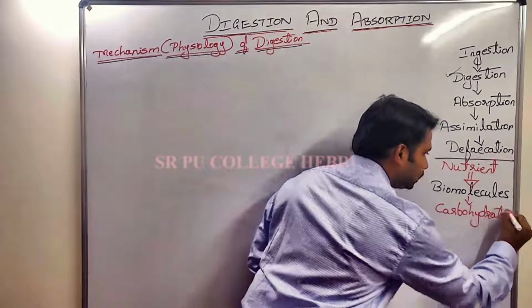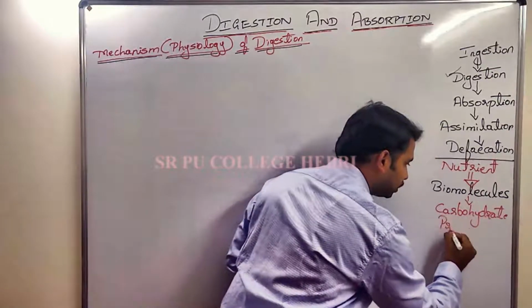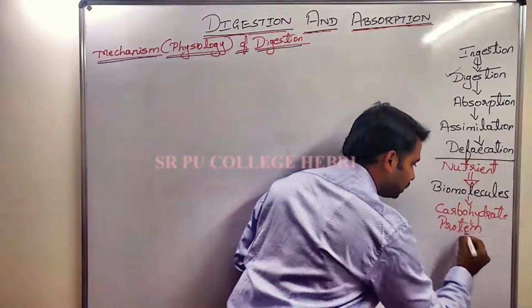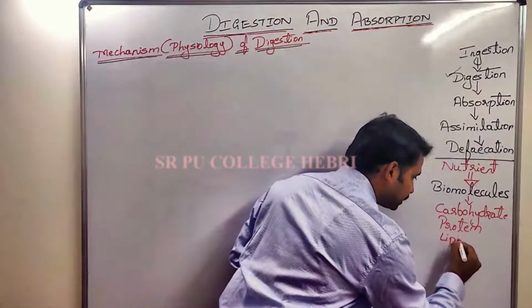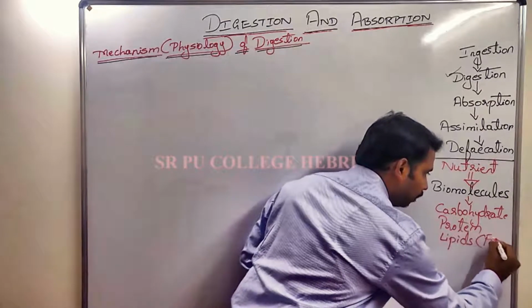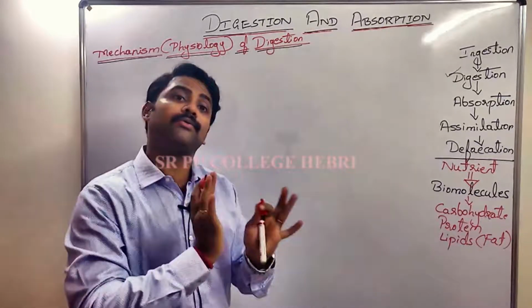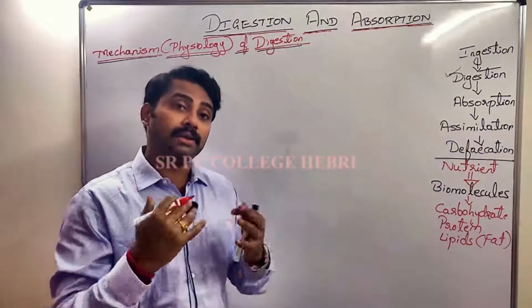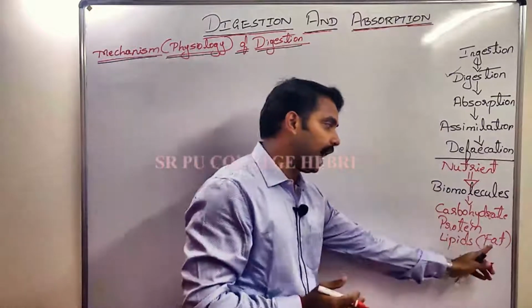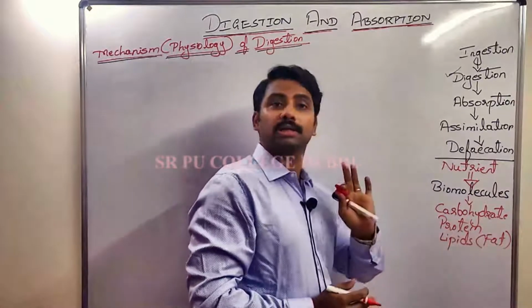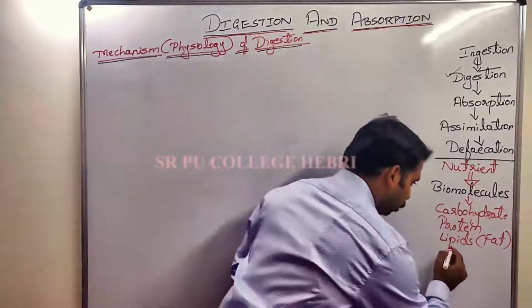Carbohydrate is present. What else is there in our diet? Protein is present. We are eating lipids. Lipids are commonly called what? Fat. Fatty acid is different. Fat is different. Many fatty acids form fat, or the fat is called what? Lipids. I will explain it to you also.